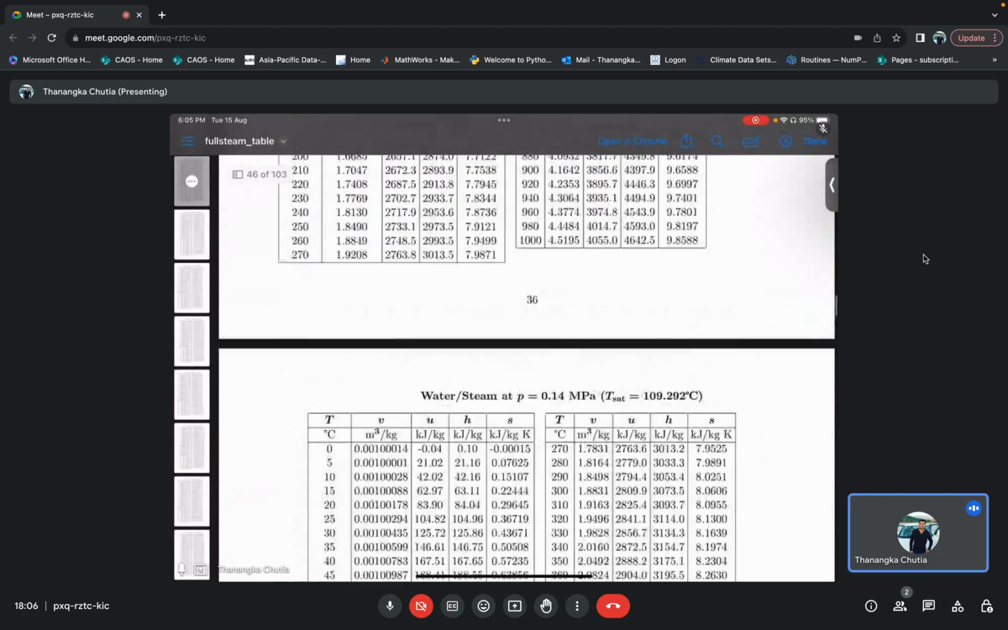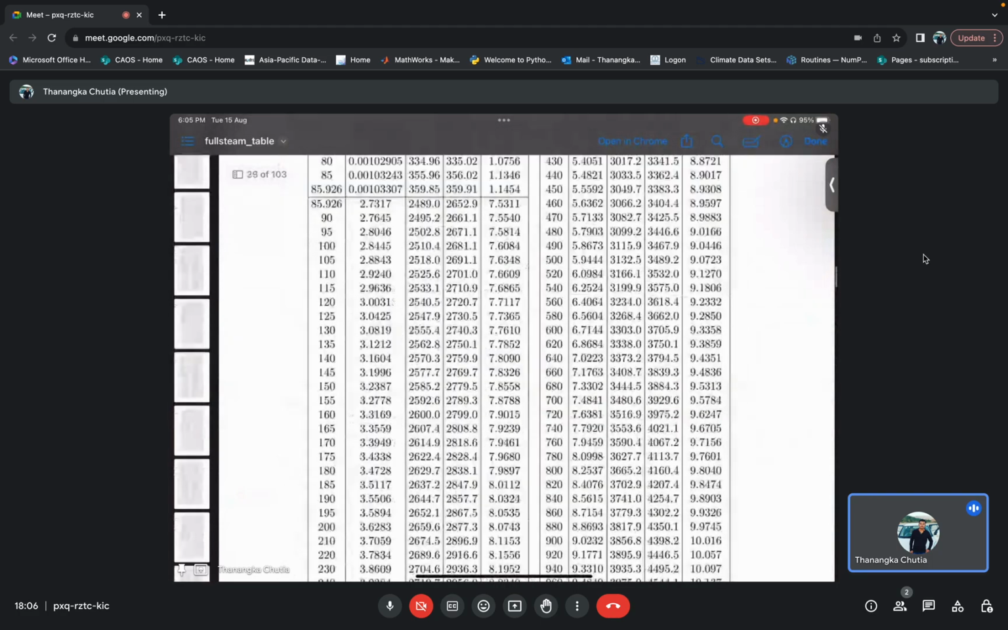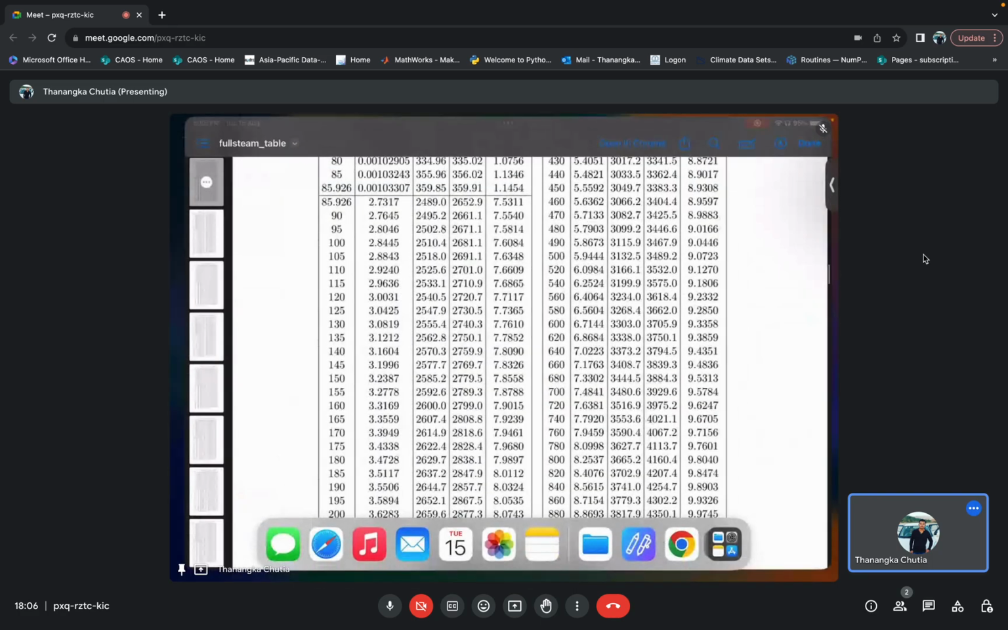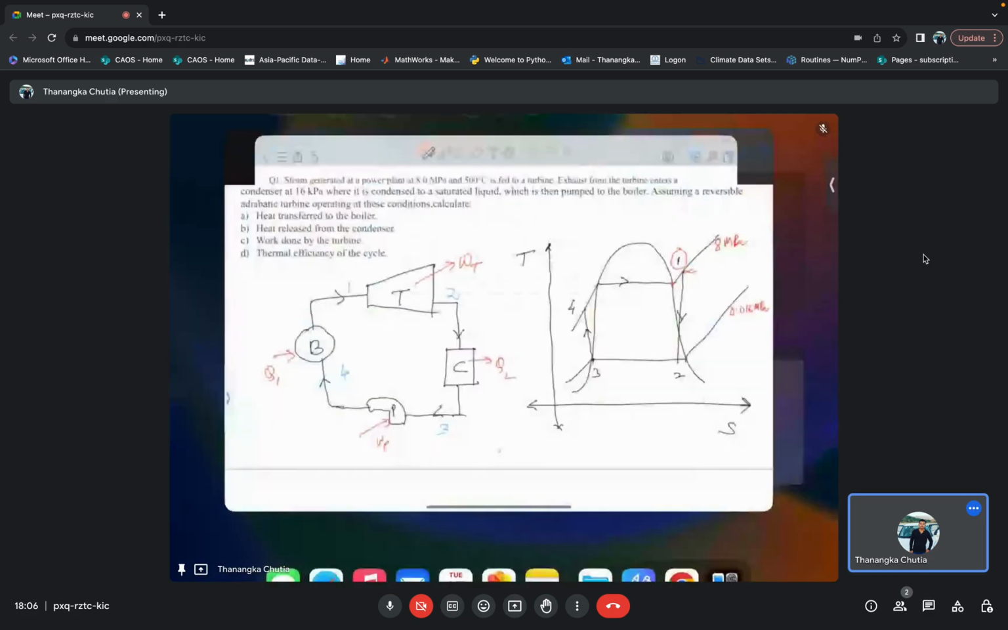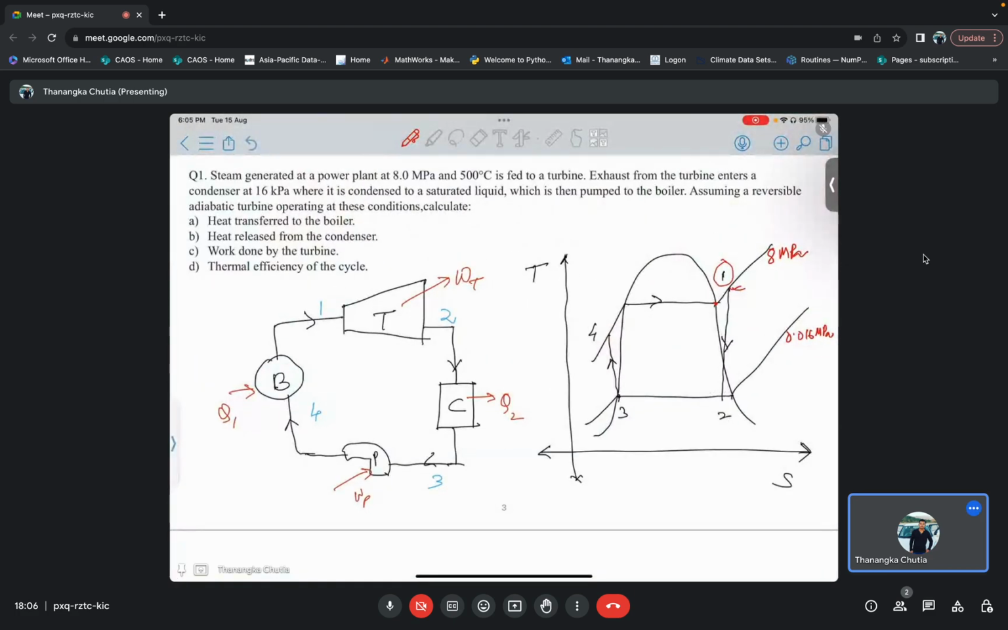Okay, so first we will look through the pressure based table, because here in our question, based on the pressure, we will see the value of this T saturation. This value is my T saturation value. At 8 megapascal I will check in the steam table what is my T saturation value. If my T saturation value is equal to 500 degrees Celsius, then my point will lie at this red dot.